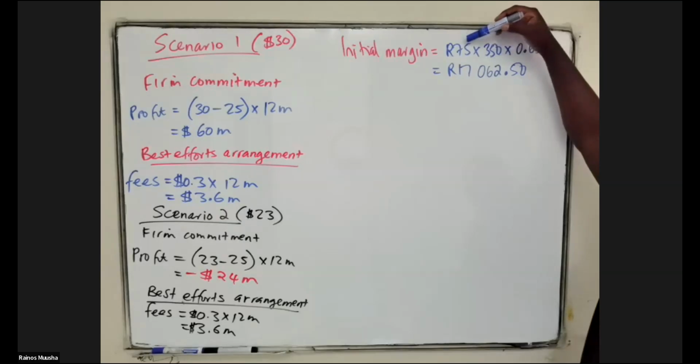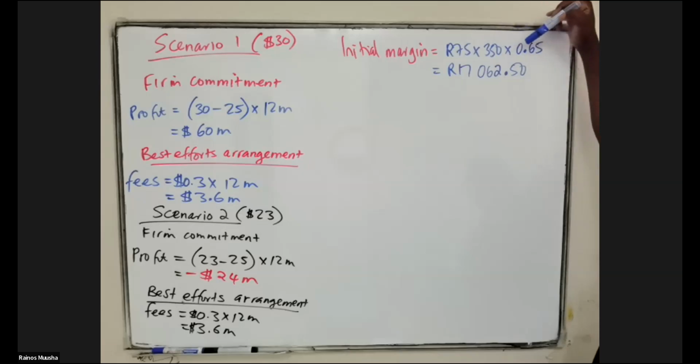Sorry, I get 1706.25. I'm not sure how we get to the 17,000. Do we times it by 100? Oh, is it 350? Oh, sorry, it's 350 times 0.65. Okay, that's my error.